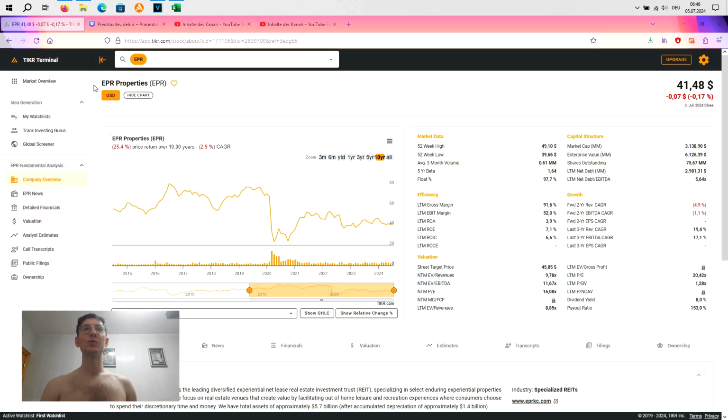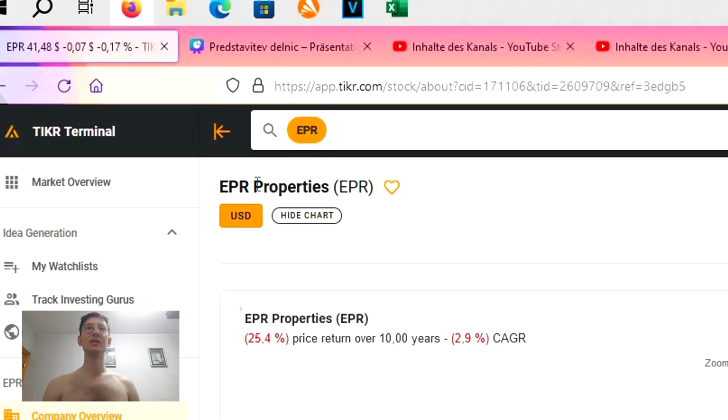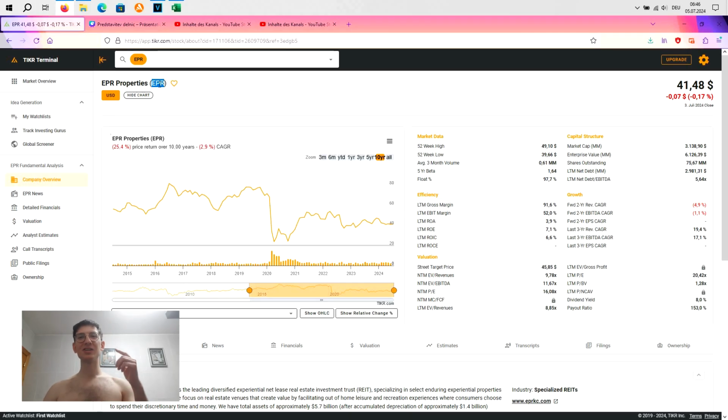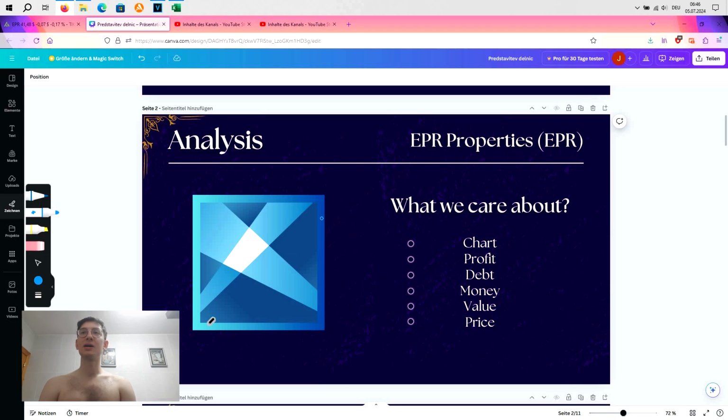So today we are going to analyze this company called EPR Properties with the stock ticker EPR. And there is actually one reason why we are going to analyze it. They are paying monthly dividends, so if you are a dividend investor just like I am, this stock might interest you, so we are going to take a look together. We are going to analyze it together and then decide whether we should also add it to our own portfolios, okay? Now, as always, we are going to analyze EPR using this little Canva presentation that I prepared right now here.